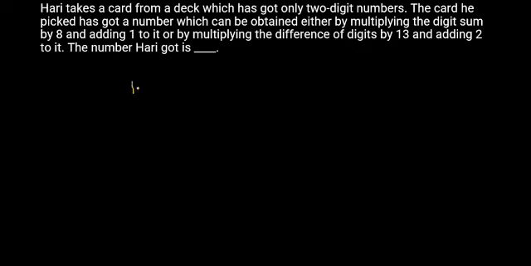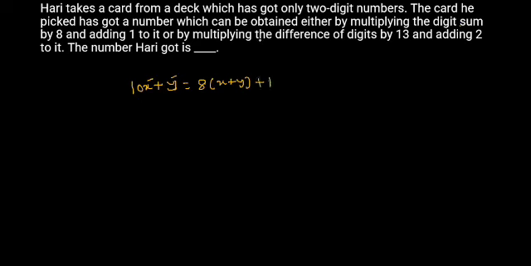Okay, now there are two numbers, 2-digit numbers. Let us assume the 2-digit number is 10x plus y, where x is the first digit and y is the second digit. The first statement says the digit sum of the two digits x and y has to be multiplied by 8 and added to 1. So 8 into (x plus y), and adding to that is 1.